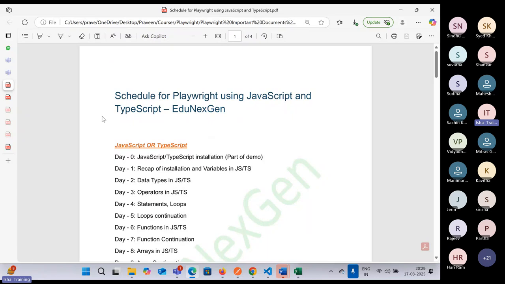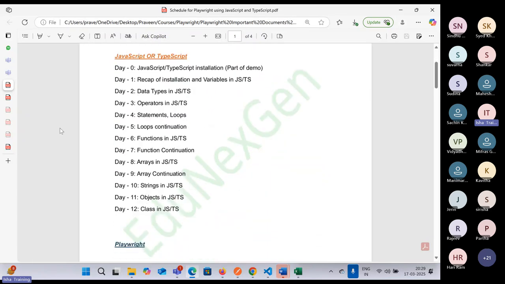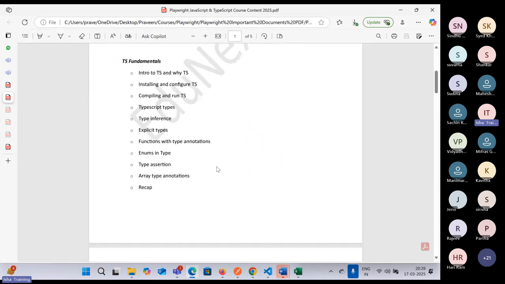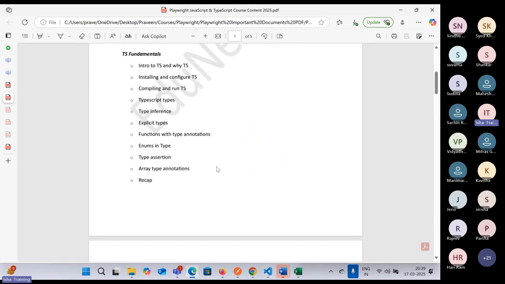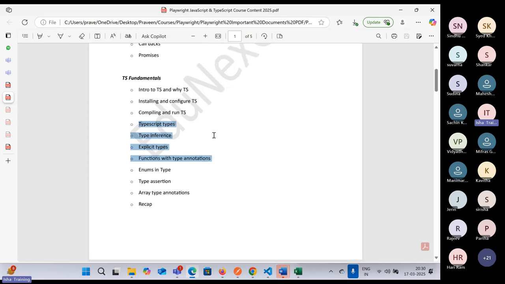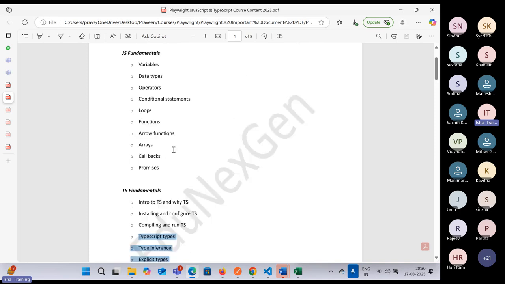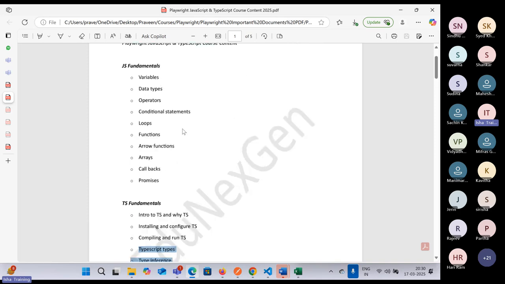If we talk about the complete course content, we'll be going through the complete TypeScript content, starting with the introduction of TypeScript, why we use TypeScript, installation of TypeScript, the benefit of TypeScript over JavaScript, installation and configuration, compilation and running programs in TypeScript, the different types that it has, inferences, explicit types, variables, and data types. Before we introduce functions, we'll go for variables, data types, operators, conditional statements, and loops.